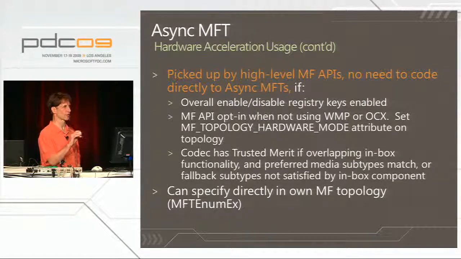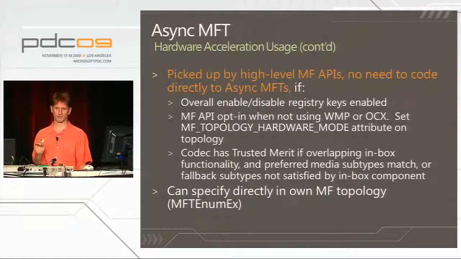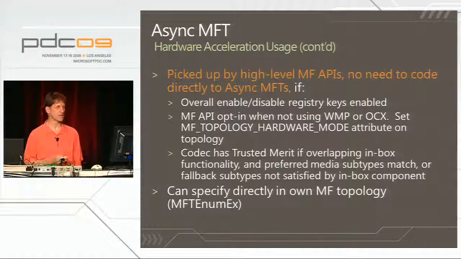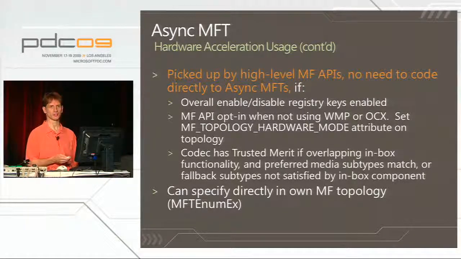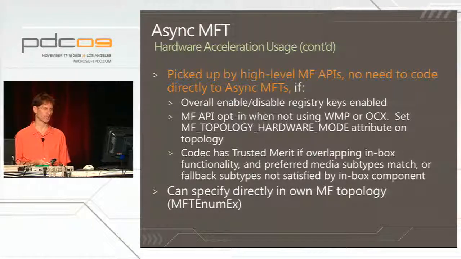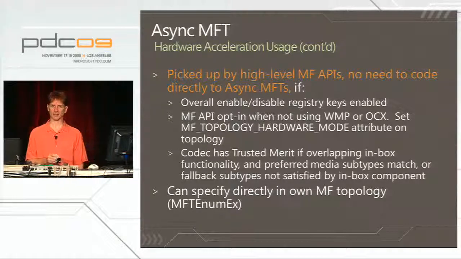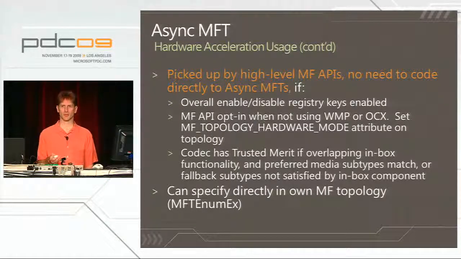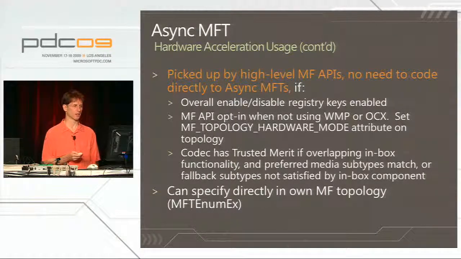I have slides here that are really for posterity, for you to have for reference. I'm not going to go into a great amount of detail with the time we have. But if you're controlling things from your own topology, other than Media Player or somebody else's app, you can specifically use MFTEnumEx or its flags to control whether you want to enumerate hardware codecs or not, and whether you want to pick up other types of transforms, several classes of components.